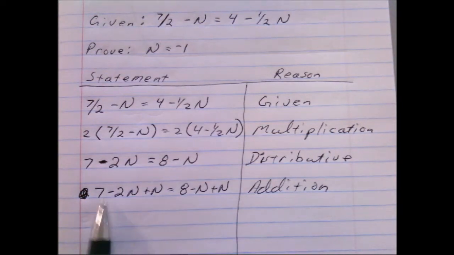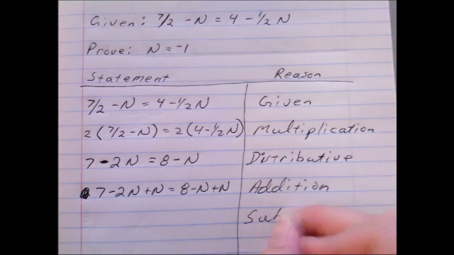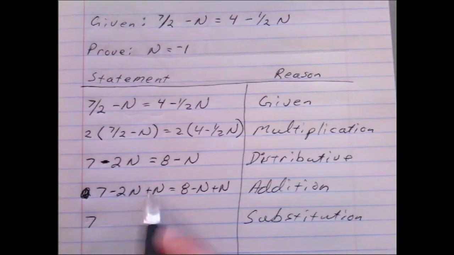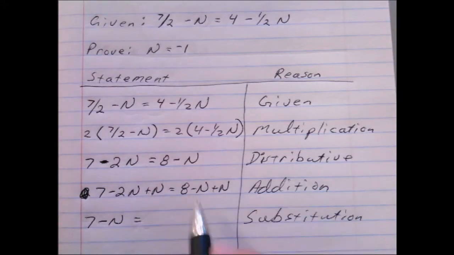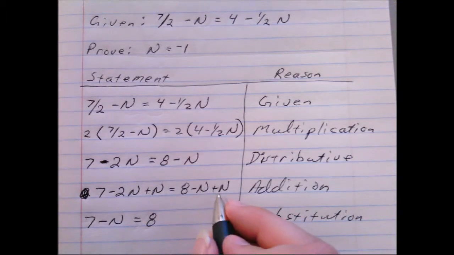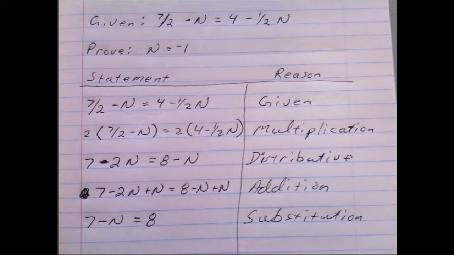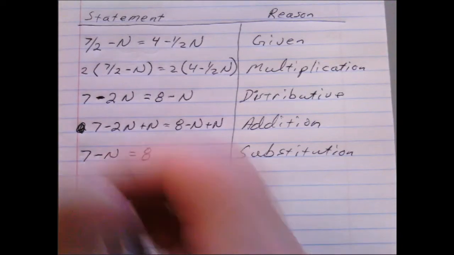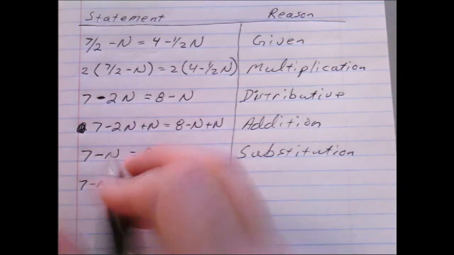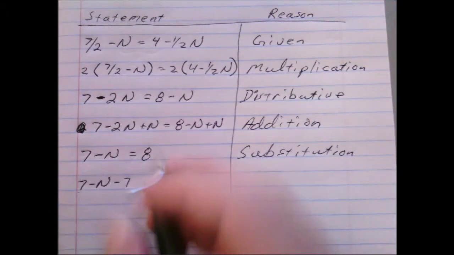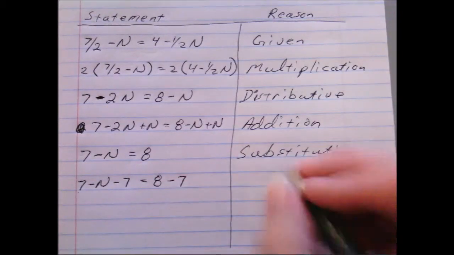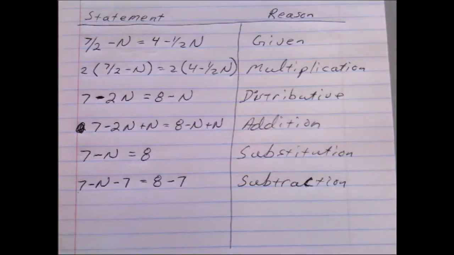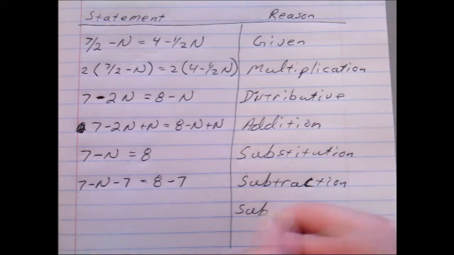Now if you remember, in order to combine some of these and simplify it, we're going to use substitution. So over here we have 7, negative 2n plus n, we still have a minus n, equals, we have 8, negative n plus n, we're left with no n's, so we don't need to put anything down here. Alright, so I'm going to slide this up a little bit. Still trying to solve for n, so I need to get rid of this 7. So I'm going to have 7 minus n, and I'm going to subtract 7, because this was a positive 7, equals 8 minus 7. So that's the subtraction. Then to simplify, that would be substitution.